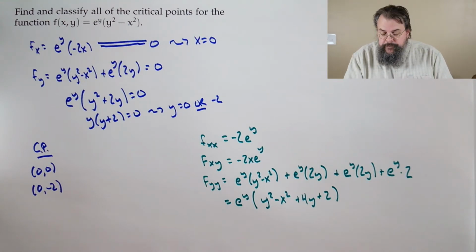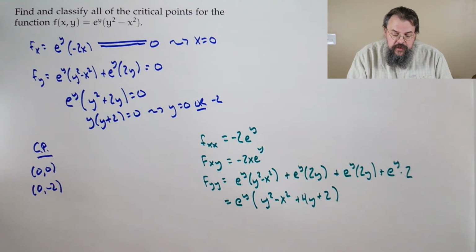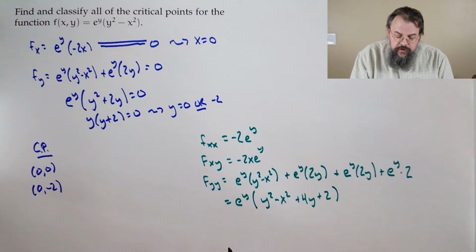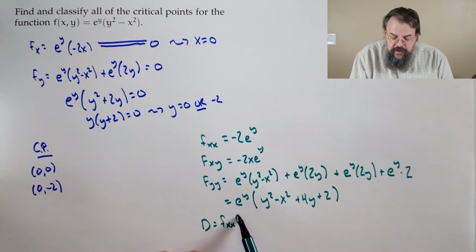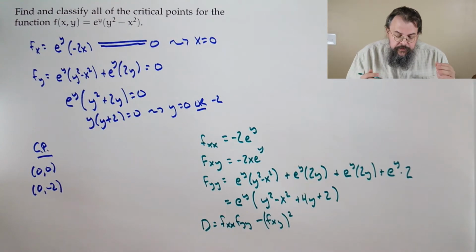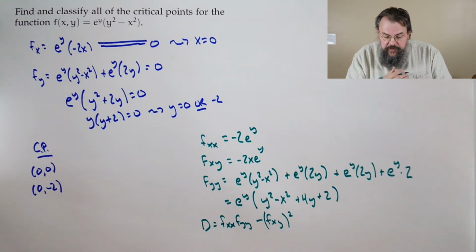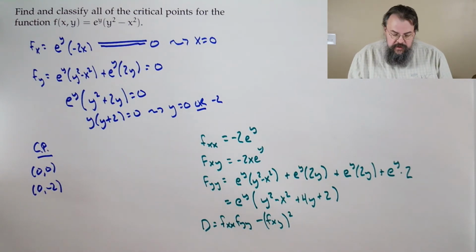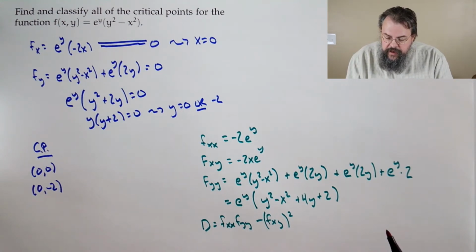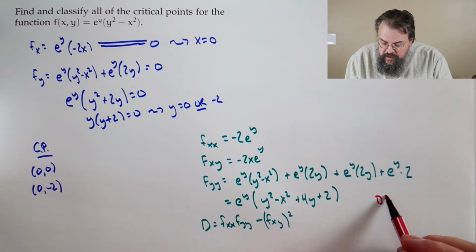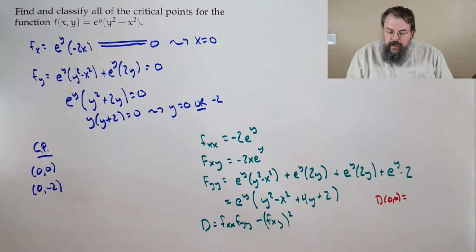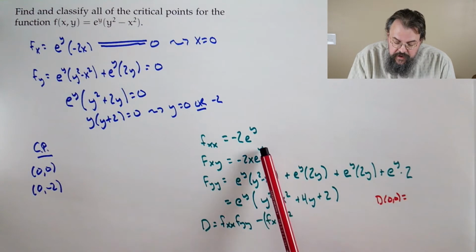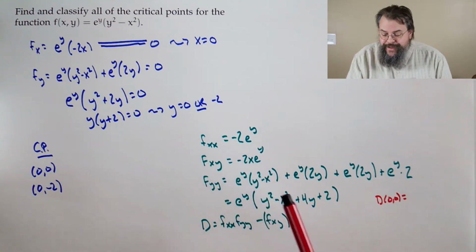Now what? Well, the next thing for us to do is to test our points. So what does that mean? Well, we're going to have our D, which is f_xx f_yy minus f_xy squared. So let's plug in. When we plug in 0, 0, what happens? So let's do a little computation, right? Now the nice thing about 0, 0 is it says what? Anything with an x or a y goes away. So notice the f_xy term completely gone.